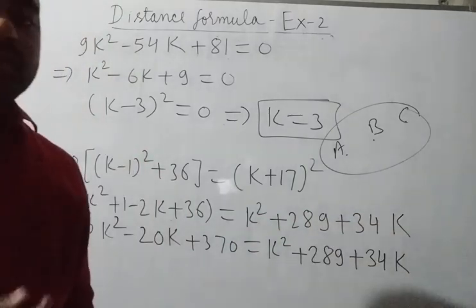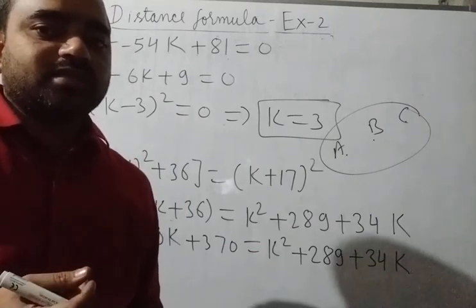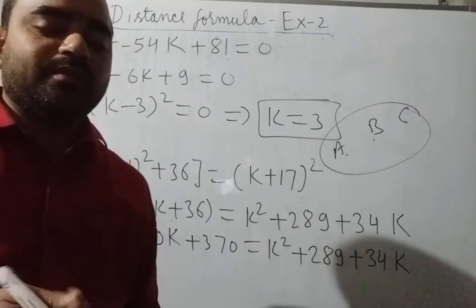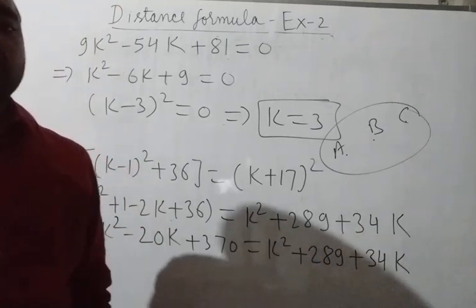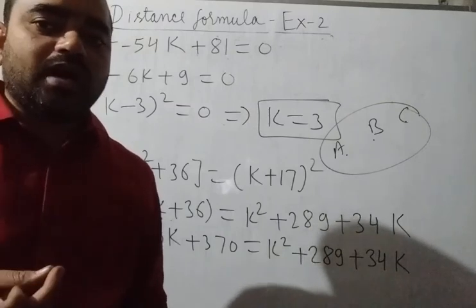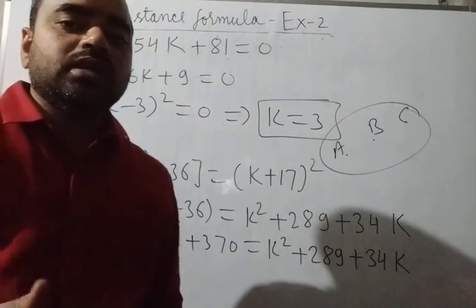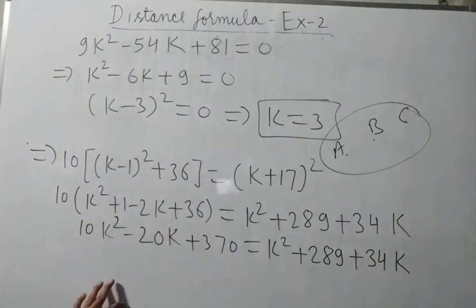Correct? Similarly, for circumcenter, it can be asked to find the center of the circle passing through the vertices of the triangle. If any circle is passing through the vertices of the triangle, it means we are asked for the center of the circumcircle. So that is your chapter, distance formula.